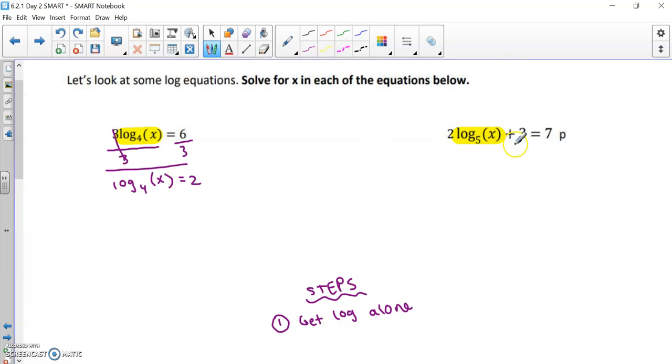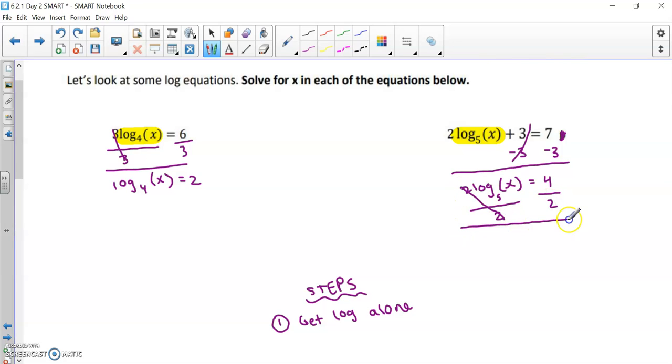And here we need to do a couple things. First, we have to move away this 3. We always have to take care of addition, subtraction before multiplication. 2 log of x equals 4. And now we need to still get it alone. Oh, I forgot the base 5. Let's go ahead and divide both sides by 2 to cancel that 2 and move it away. All right, so now we got our log alone on the left side of the equal sign here, and we did it here.